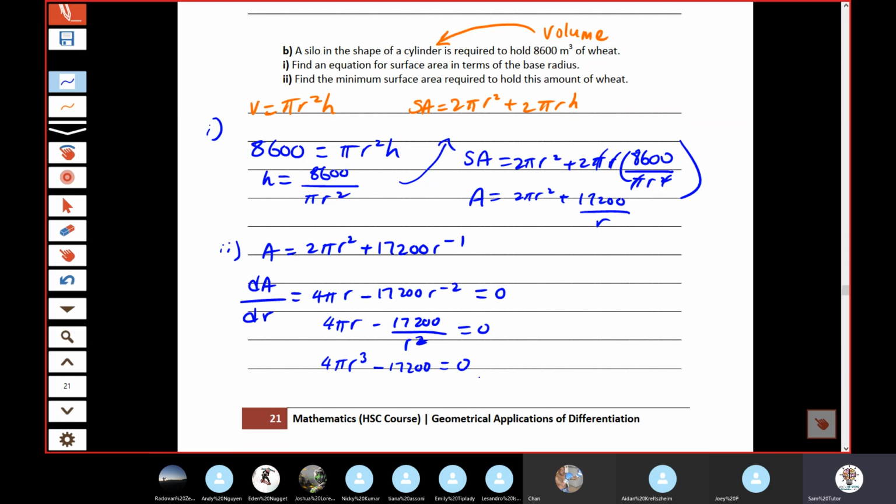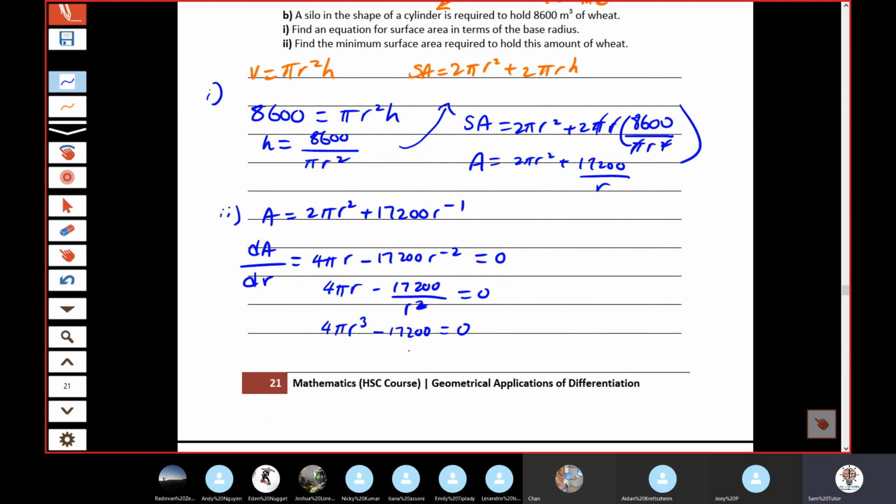How do we solve for r in one line? Say it. Plus 17,200, divide by 4 pi and then cube root. You have to do it in one line. Plus the 17,200, divide by the 4 pi, and then you've got to cube root it. That's just simple equations that you've done your whole life by now. You don't want to overcomplicate this step.